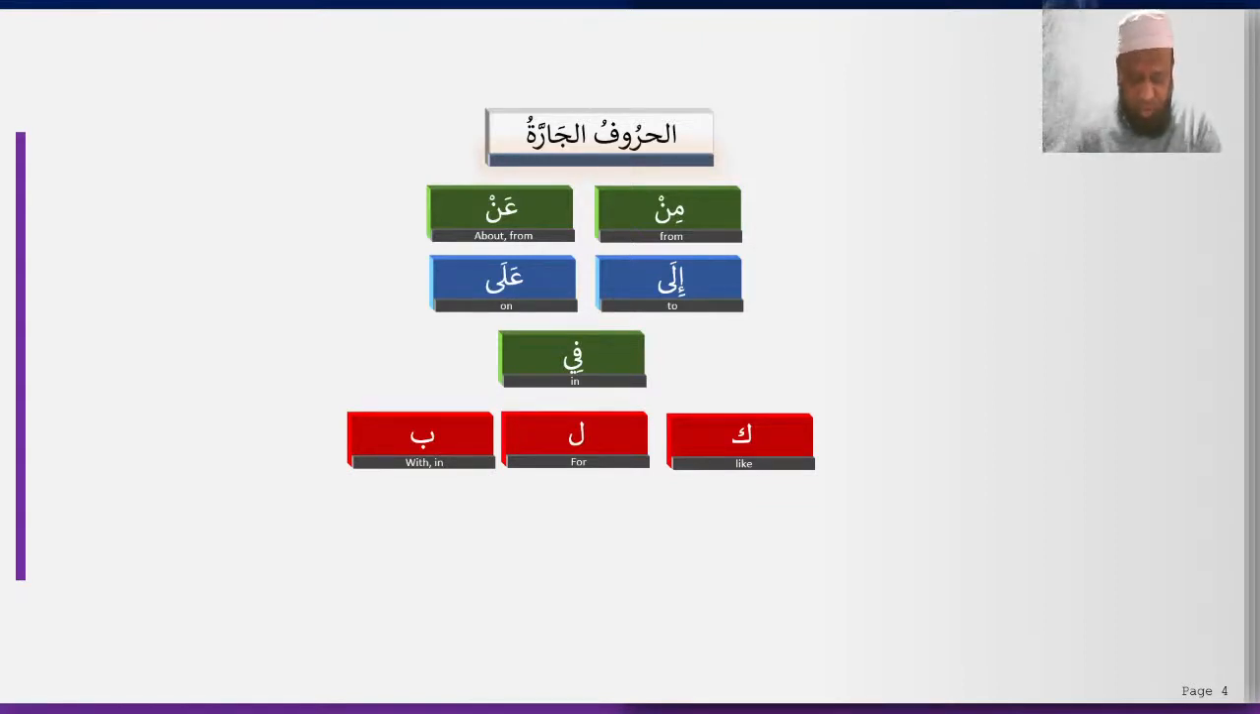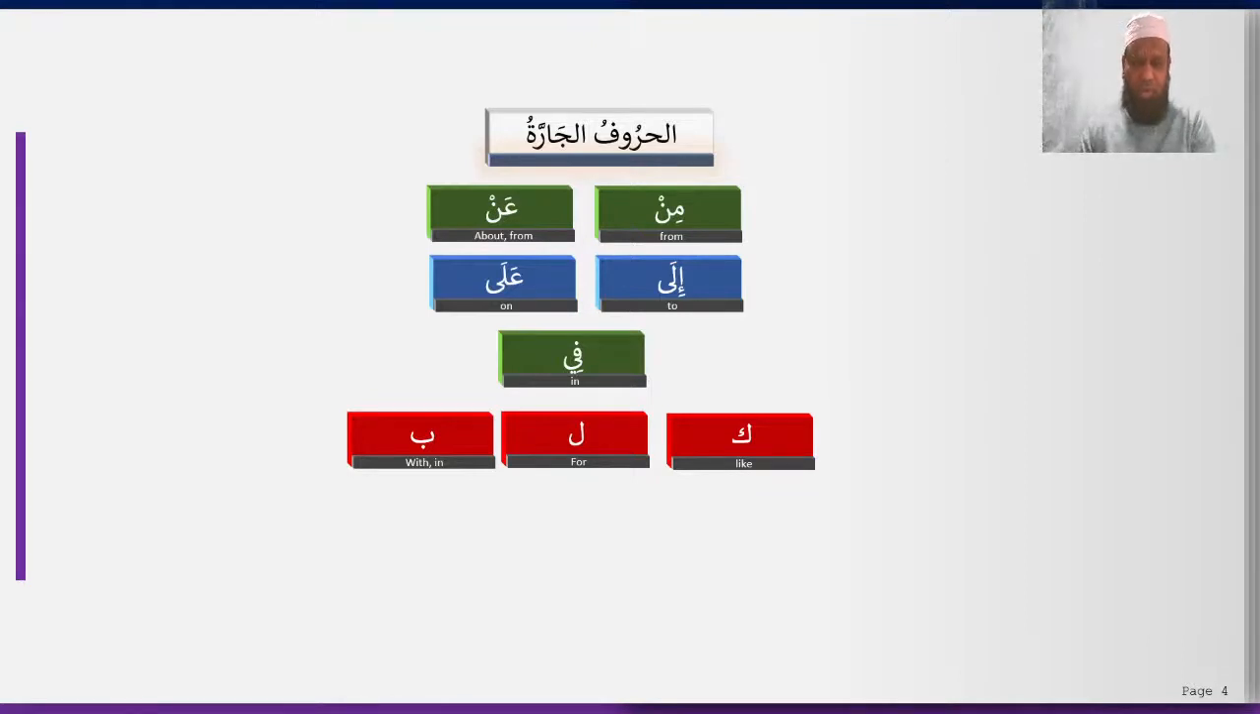Kaf is pronounced with a fatha, ka. Lam is pronounced with a kasra, li. And if this lam comes with a damir, this lam will have a fatha. And if the lam comes with an ism, this lam is with a kasra. And the ba is with kasra.